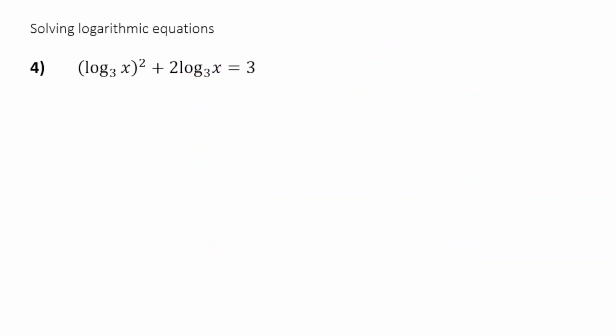Question 4. Here we've got (log base 3 of x) all squared plus 2 log base 3 of x is equal to 3. Now, a quick clarification on this. (Log base 3 of x) all squared is not the same thing as log base 3 of x squared, because with the first, the entire logarithm is being squared, whereas with the second, it's only the x that's being squared. So you just need to be a little bit careful about that.